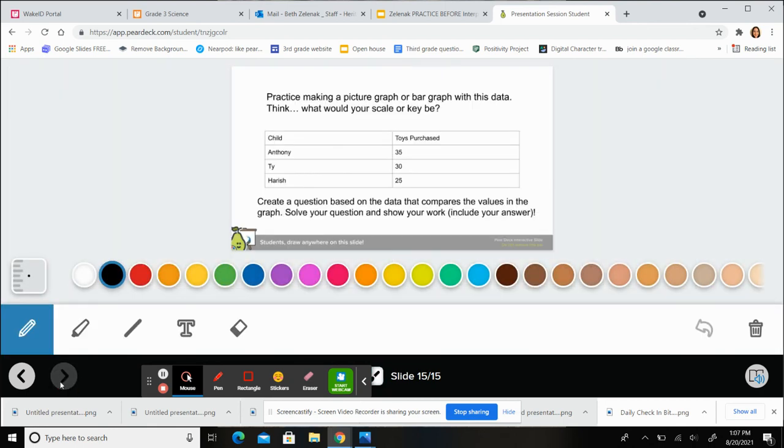And then the last part that we're going to use is you would have to practice making a picture graph or bar graph. So you can practice that at home with any data that you choose. Create a question comparing. So I can't just say, how many toys did so-and-so purchase? I would have to compare them. How many toys did this person and this person buy all together? Or how many more toys did this person buy than, that wouldn't work. How many more toys would this person buy than this person? How many fewer toys would this person buy than this person? So I hope that's helpful to you guys, and I hope you get a chance to review this.